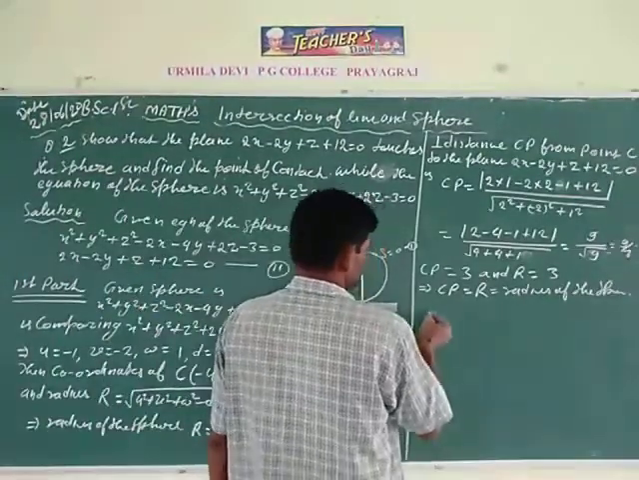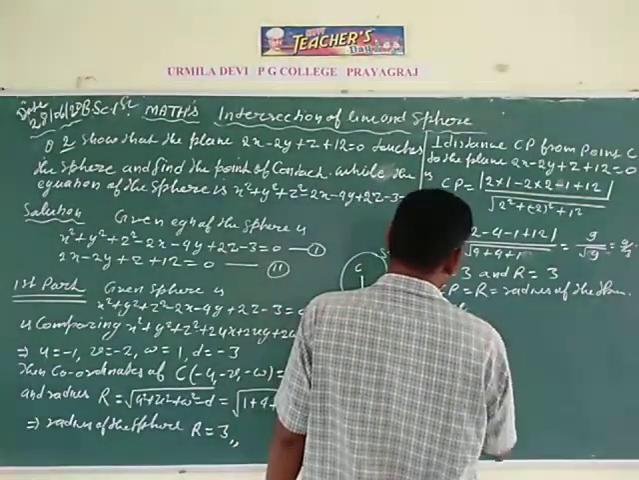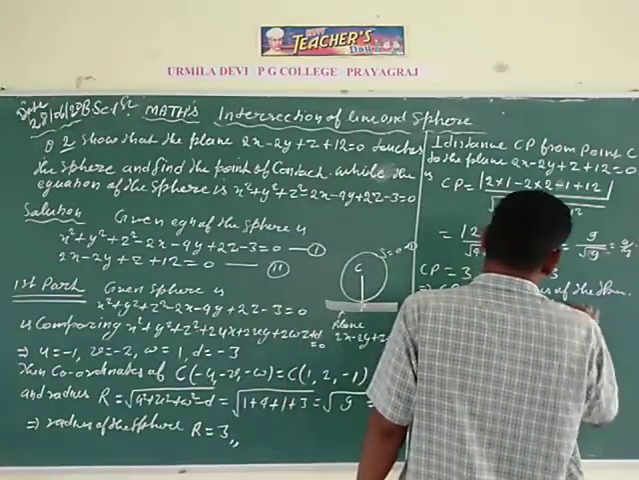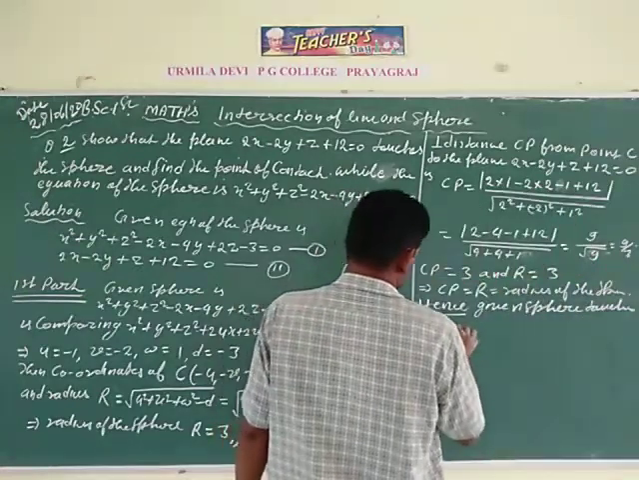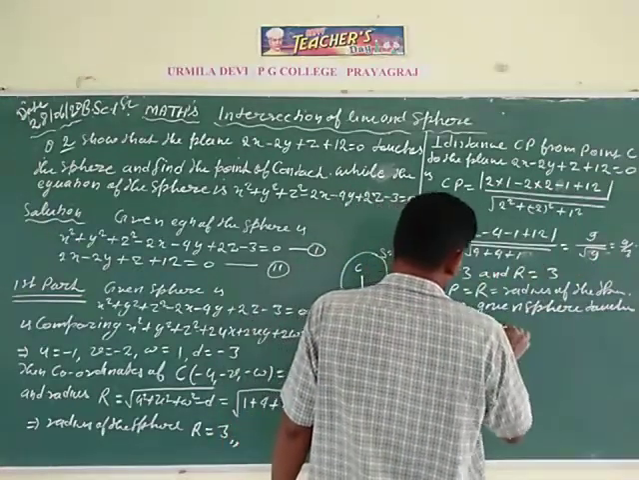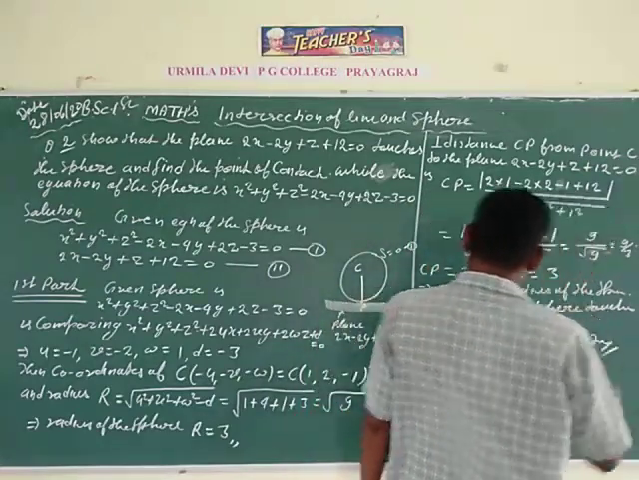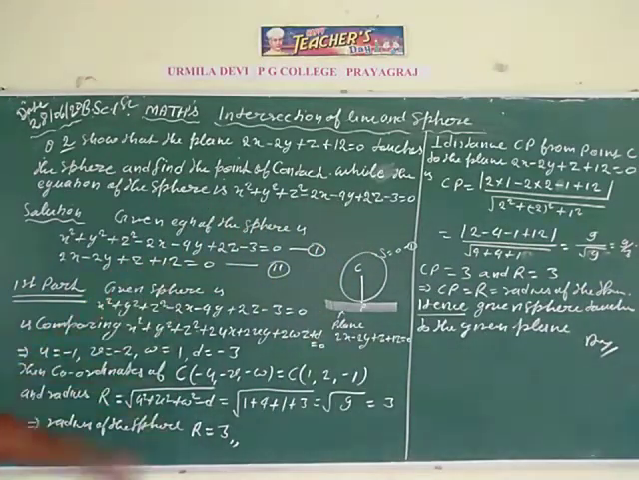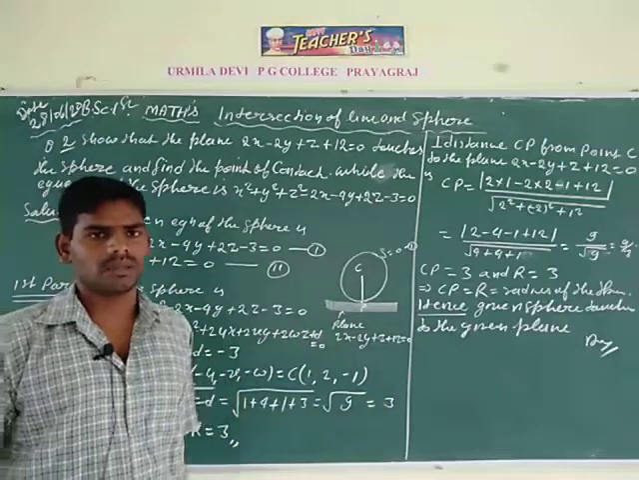So the first result is complete: the given sphere touches the given plane is the complete answer of the first part of the question. In the first part of the question, to show that the given sphere touches the given plane, we show that the perpendicular distance Cp is equal to the radius of the sphere.